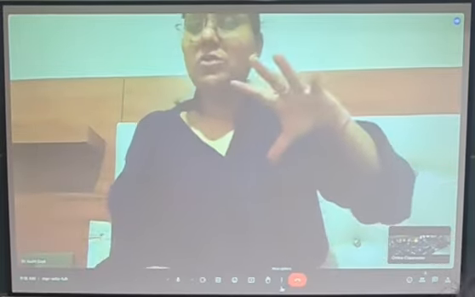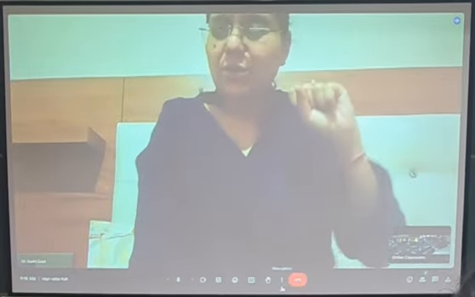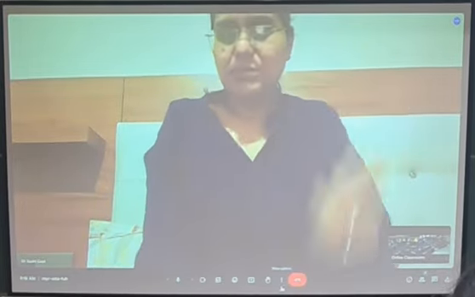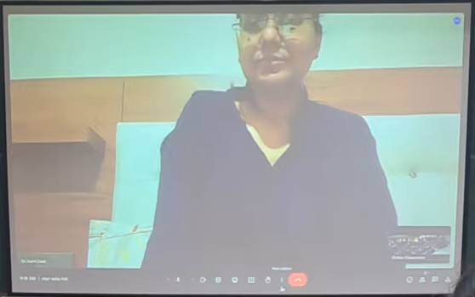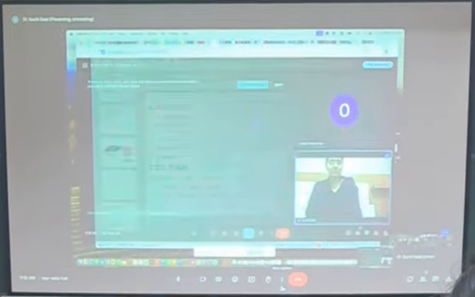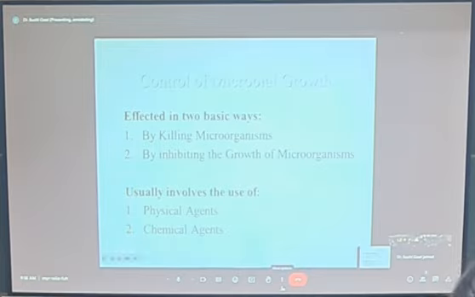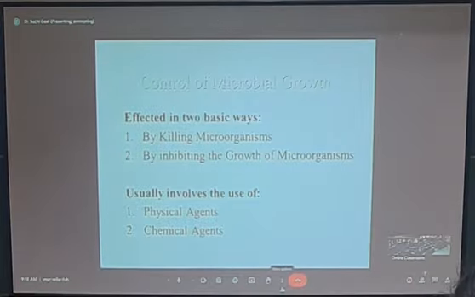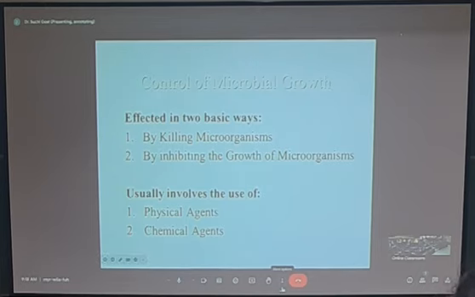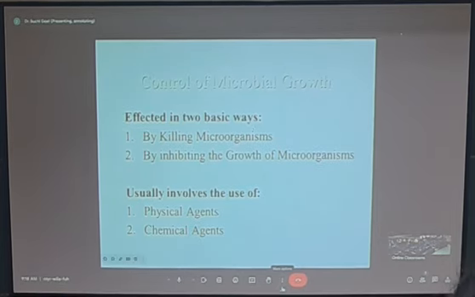So what we are going to talk about is how to control the growth of microorganisms. Control of microbial growth is effective in two ways. Either you kill microorganisms, you just kill them, or you inhibit the growth of microorganisms. You make the growth so slow that they are not able to grow in that area. So you normally control by killing the microorganisms and by inhibiting their growth. We will be talking about these two things.